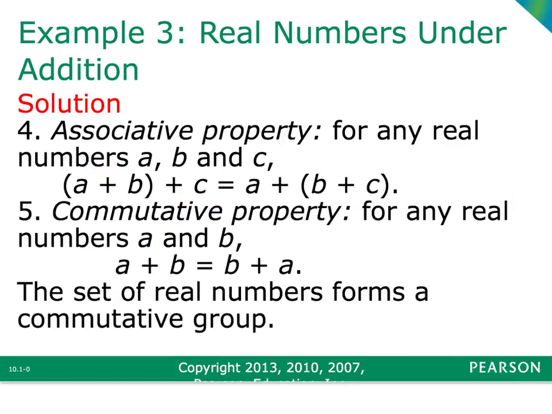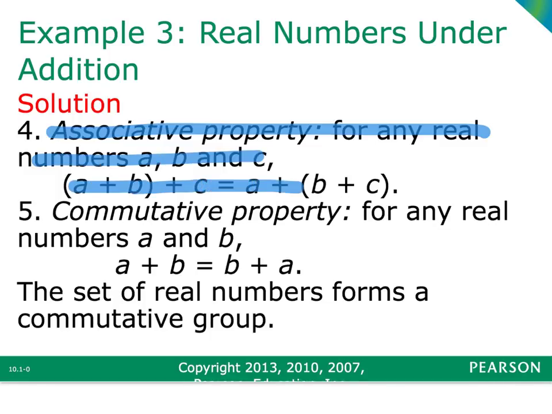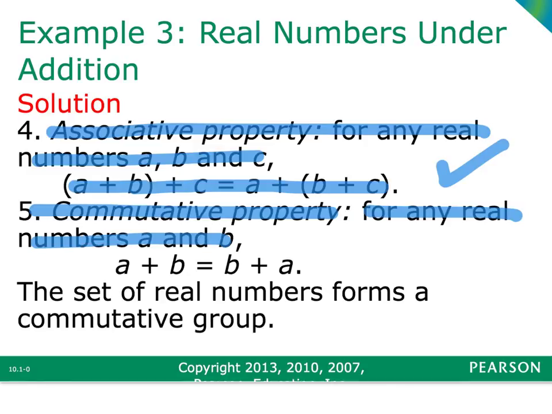Okay, now we have to check the associative property for any real numbers A, B, and C. If we add the first two and then add the third, is it the same as adding the second and the third and then the first? Yeah, that's true for any real numbers. So we know the associative property works, right? And finally, the commutative property for real numbers, adding. For any real numbers A and B, A plus B equals B plus A. That's true for our real numbers. So we can say the set of real numbers forms a commutative group.